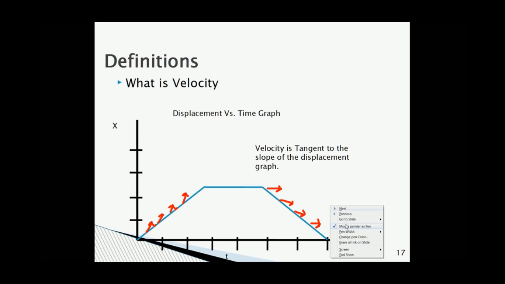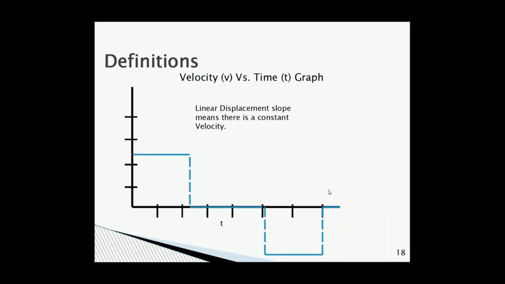Now, let's go ahead and look at a velocity versus time graph. Here you have a velocity versus time graph. Velocity is represented by v on the vertical axis, and time is represented once again by t on the horizontal axis. From this point to this point in time, you have a constant velocity, since you have a linear slope on your displacement versus time graph. So a linear displacement means you have a constant velocity.